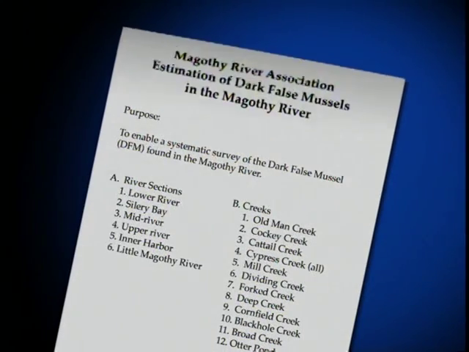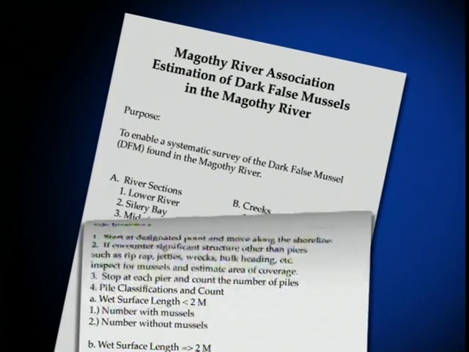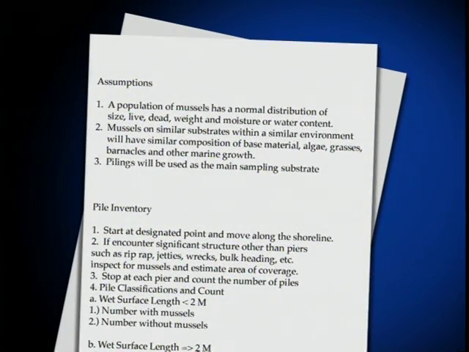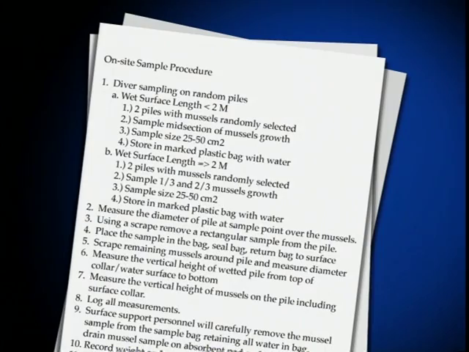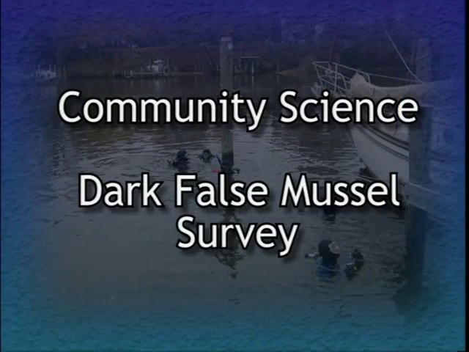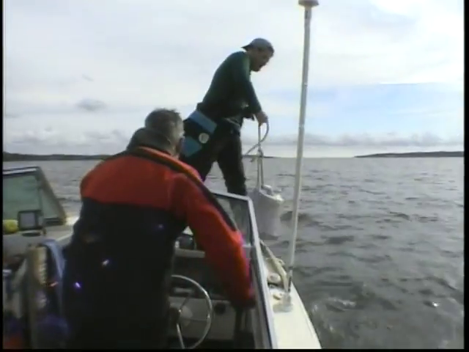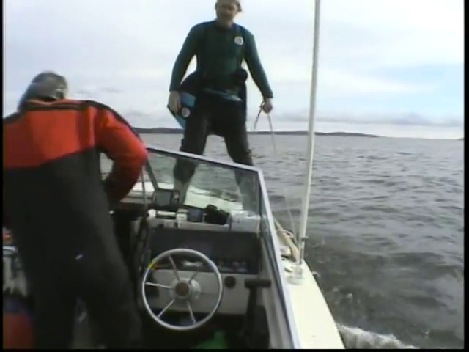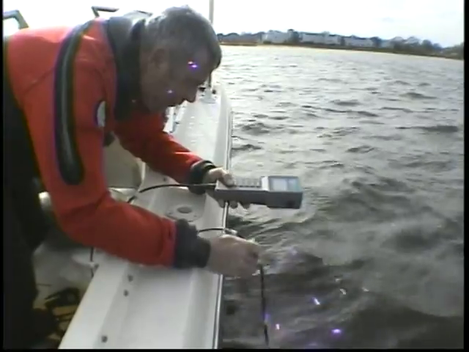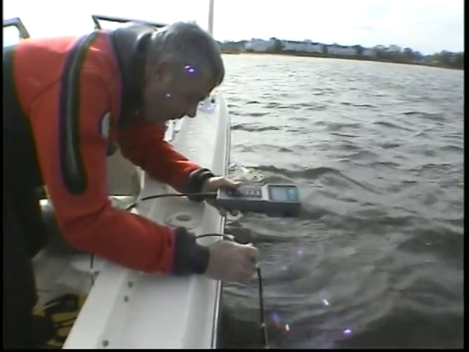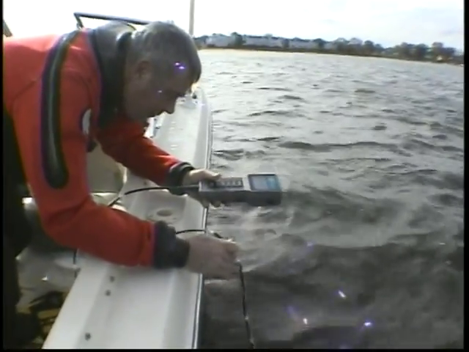A preliminary test and sampling plan was prepared and distributed to the members of the scientific community for comment and assistance. We present the resulting protocol, Community Science Dark False Mussel Survey. Time was of the essence as fall was rapidly approaching, with cooler water temperatures, higher salinities, and wind-driven tides.